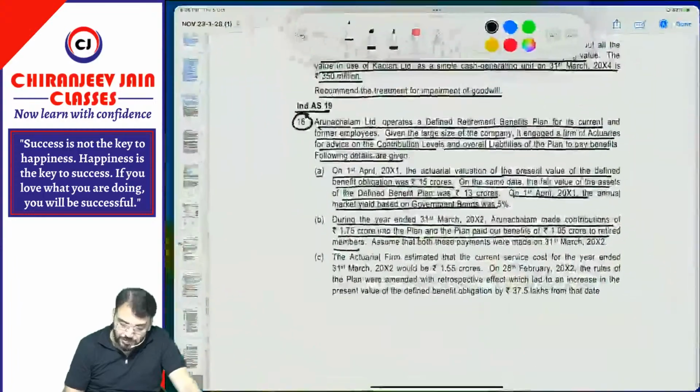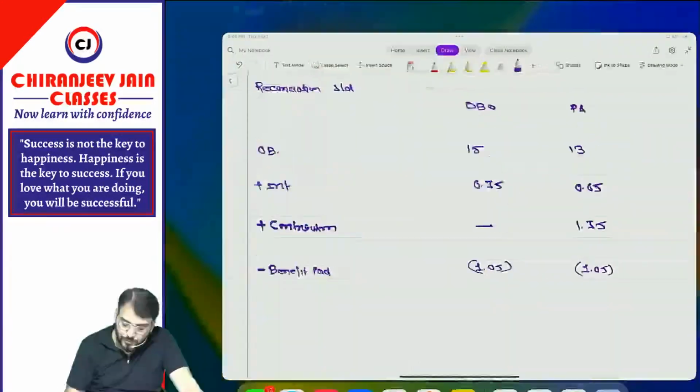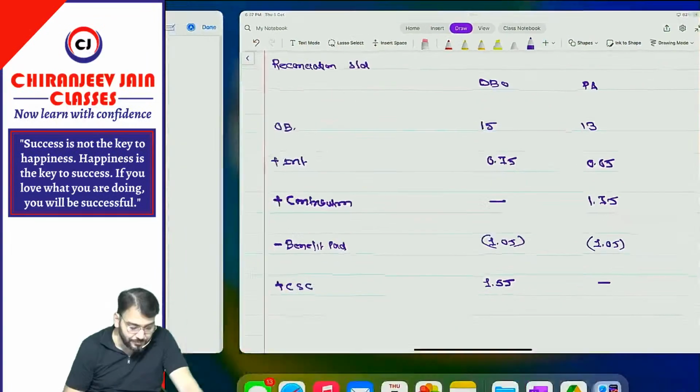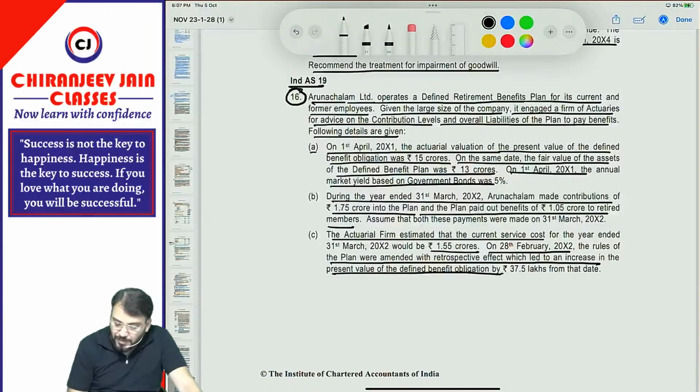Yes, sir. Then what is given? The actuarial firm estimated the current service cost is 1.55 crore. So we'll add current service cost of 1.55 crore. Correct. Then what is given? On 28 Feb 2002, the rules of plan were amended with retrospective effect, which led to an increase in the present value of defined benefit obligation by 37.5 lakhs from that date.